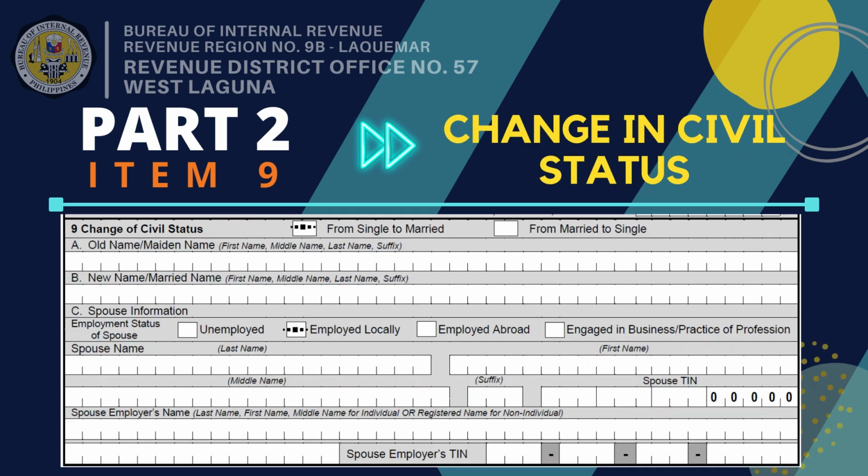Most common update is the change in status of a taxpayer. Item 9 should be filled up for this case. Spouse information is also needed. If employed, include details of the spouse's employer, its name and TIN.